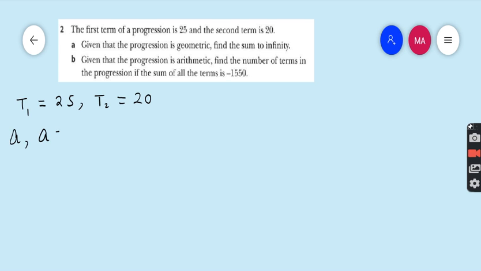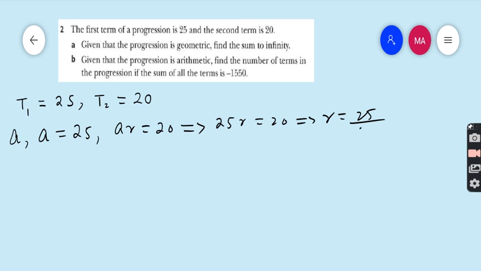So in geometric progression, the first term is 25 and the second term is AR, that is 20. This implies that A is 25, and 25 times R is equal to 20. This implies that R is equal to 20 upon 25, which is 4 upon 5. So A is 25 and R is 4 upon 5.